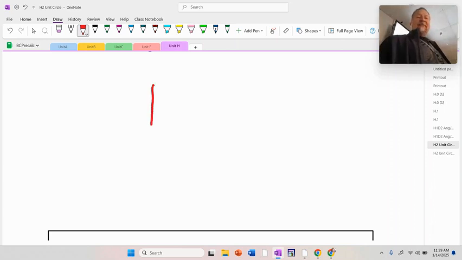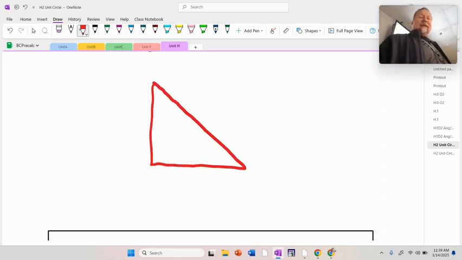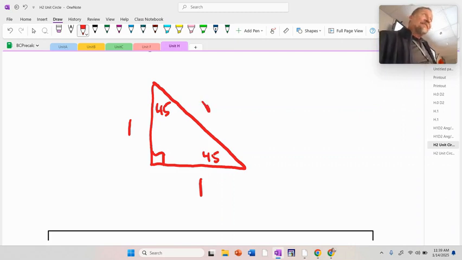I can't remember what I did with the other one. I think I did this. You know, we had a 45, 45, 90. And I think I made this side just 1 and 1. Why? Because it's isosceles. So if one side's 1, the other side's 1. What's 1 squared plus 1 squared? 2. What's the square root of 2? Root 2.